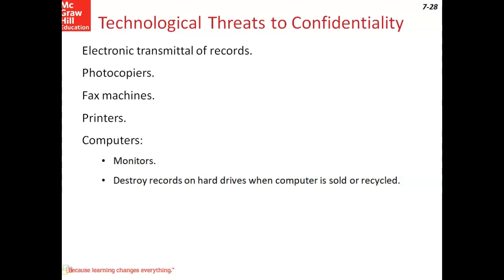Technology also sometimes leads to threats to confidentiality. With the electronic transmission of records through photocopiers, fax machines, printers, and computers, you have to be very diligent to make sure that you have the right number, that things aren't left on a fax machine or printer for too long to where someone else can view someone's PHI, or protected health information. And when computers get upgraded and replaced, we have to go through and destroy the records on those hard drives before the computer can be sold or recycled.